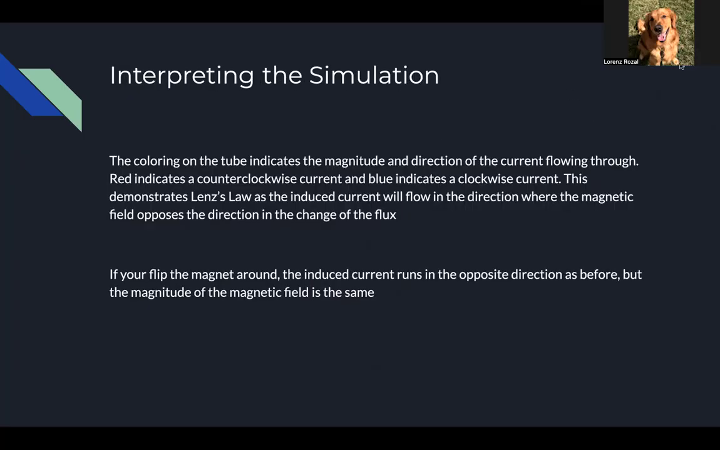Interpreting the simulation: the coloring on the tube indicates the magnitude and direction of the current flowing through. The red indicates counterclockwise current, while the blue indicates clockwise current. This demonstrates Lenz's law, as the induced current will flow in a direction where the magnetic field opposes the change of flux. And if we flip the magnet around, the induced current runs in the opposite direction, but the magnitude will still be the same.